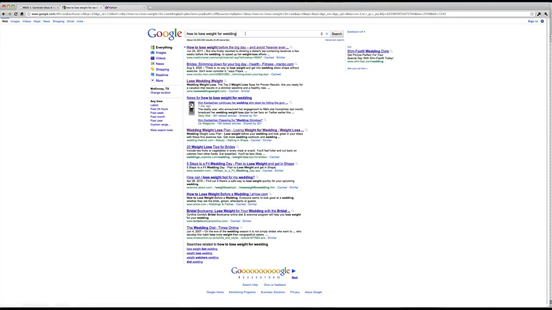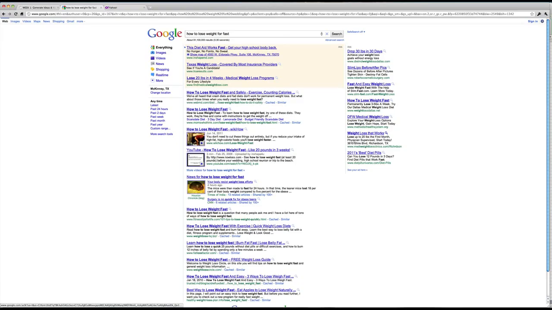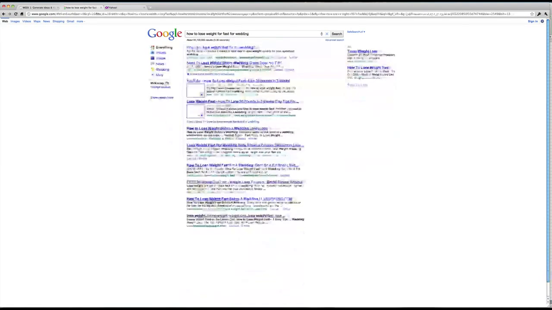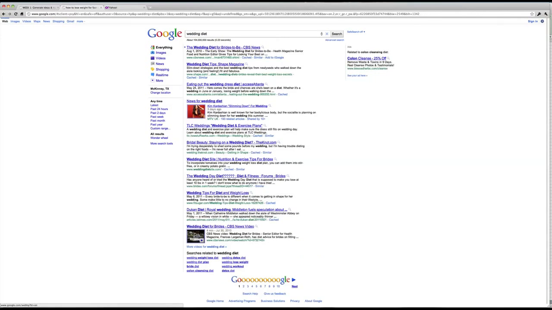So, how to lose weight for wedding. How about how to lose weight fast? All right, so there's definitely ones for how to lose weight fast. Somebody in the wedding market is definitely going to want to do it quickly. But how to lose weight fast for wedding, let's see what comes up there. Well, there's a few. All right, how about wedding diet? So there's not a lot of advertising coming up here.